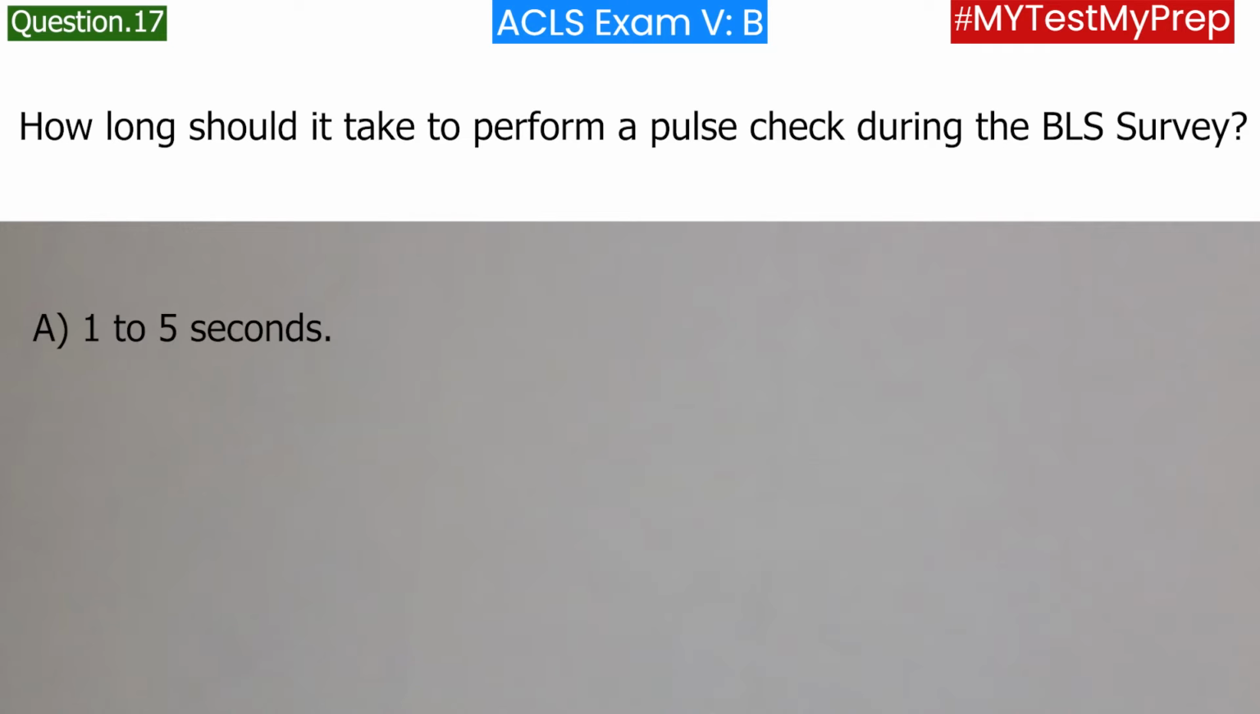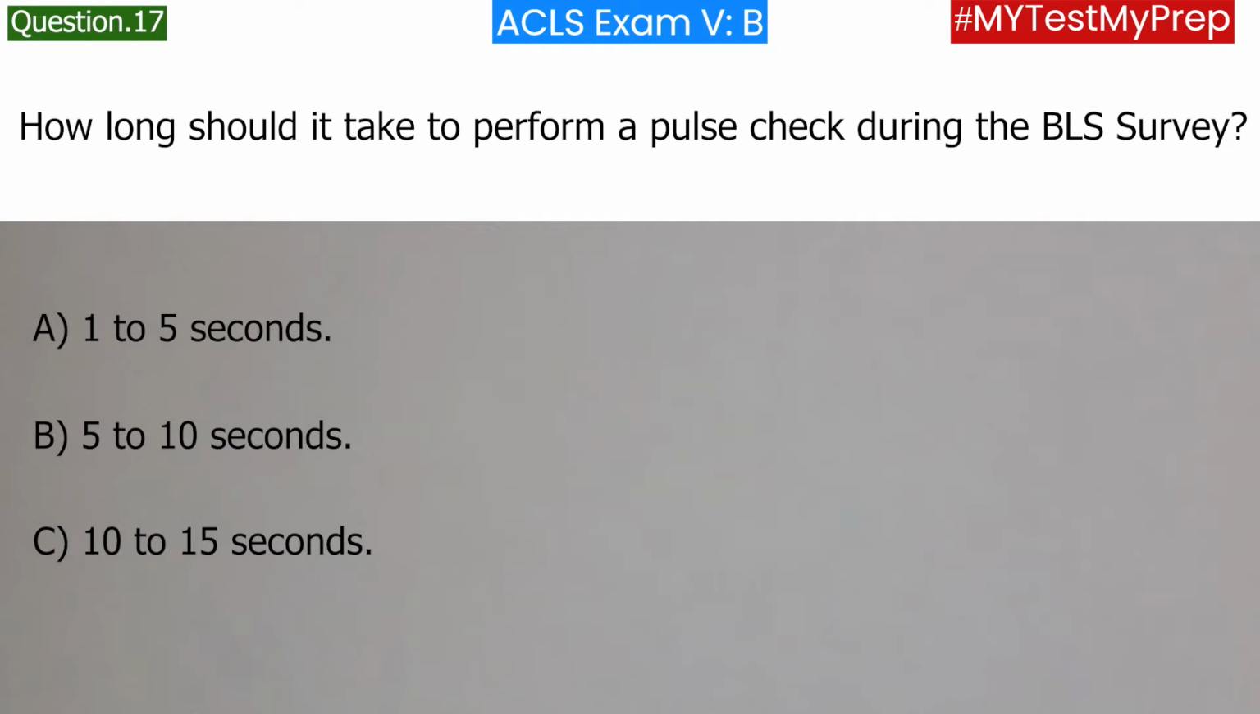How long should it take to perform a pulse check during the BLS survey? A. 1 to 5 seconds. B. 5 to 10 seconds. C. 10 to 15 seconds. D. 15 to 20 seconds. Answer: B. 5 to 10 seconds.